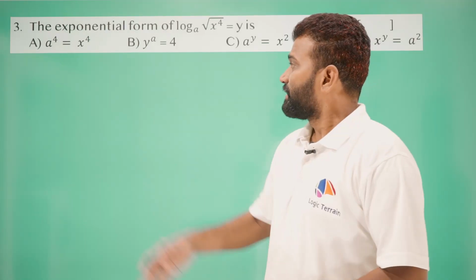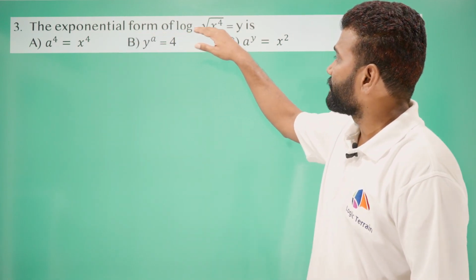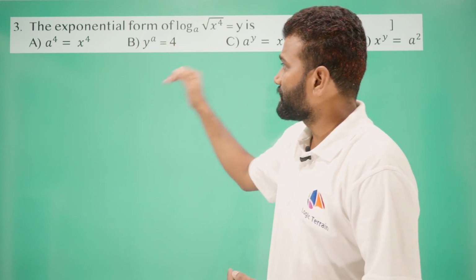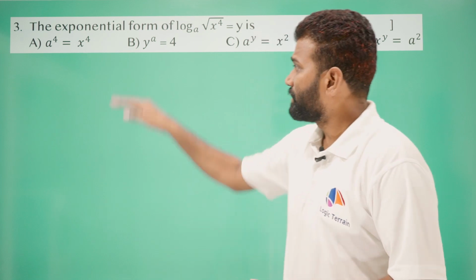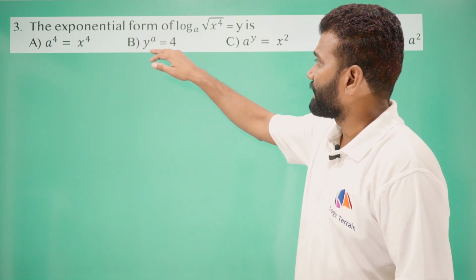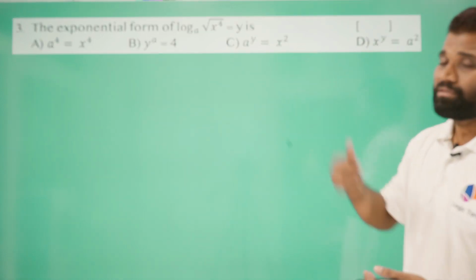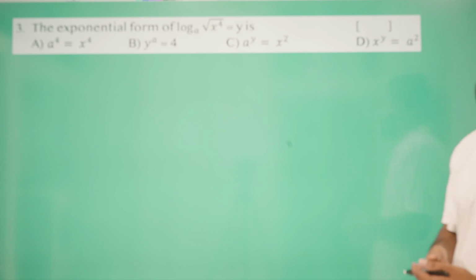Clear? Here is our third question. The exponential form of log square root of x to the power of 4 base a is equals to y is. Here are the options: A to the power of 4 is equals to x to the power of 4. Option B, y to the power of a is equals to 4. Option C, a to the power of y is equals to x square. And option D, x to the power of y is equals to a square.